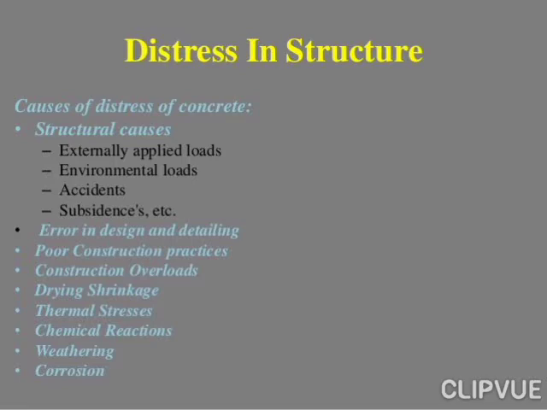Distress in structure. The causes of distress of concrete structures. Structural causes include externally applied loads, environmental loads, accidents, subsidence, errors in design and detailing, poor construction practices, construction overloads, drying shrinkage, thermal stresses, chemical reactions, weathering, and corrosion.